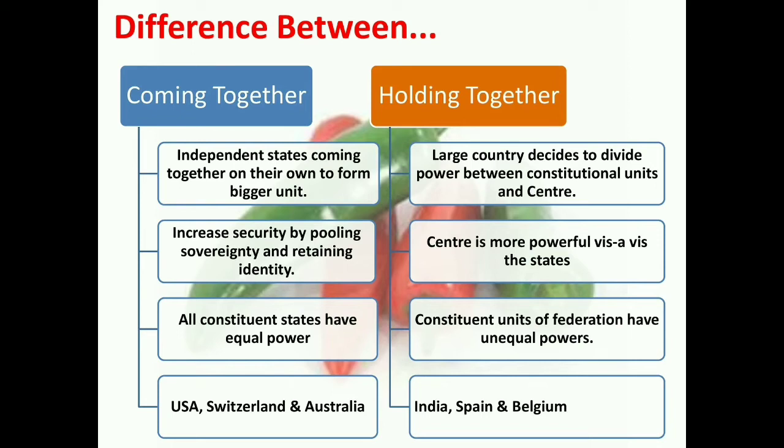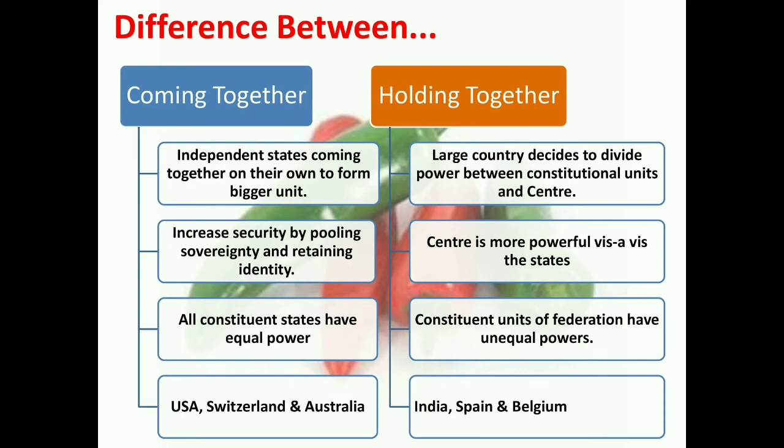Next, all constituent states have equal powers. All the states in this coming together federation have equal powers. So countries like USA, Switzerland and Australia follow this coming together federation. Next we have the holding together federation.